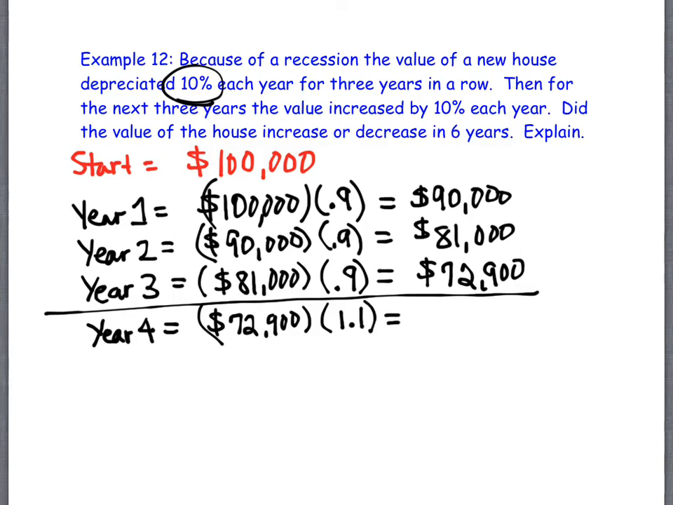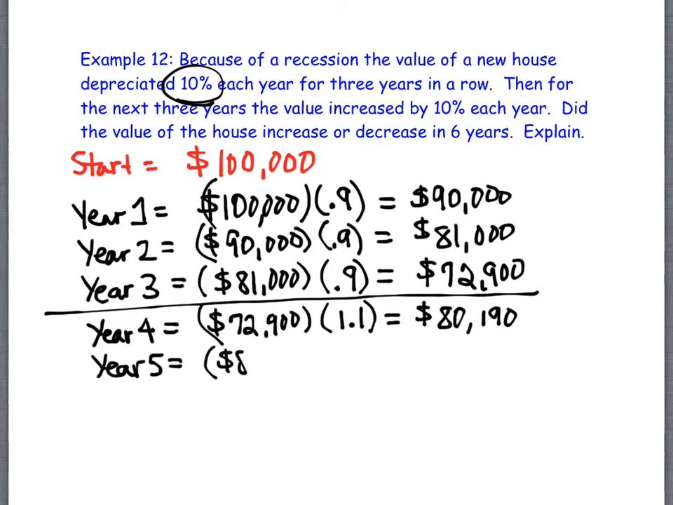Okay, why 1.1? The original price plus the extra 10%. Or you can look at that and you can recognize 1.1 means 110%. Right? So the original 100% and 10% more. So what happens when we take 72,900 times 1.1? 80,190. Good. Year 5.